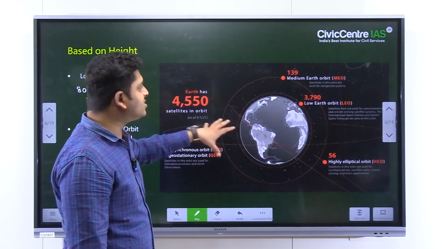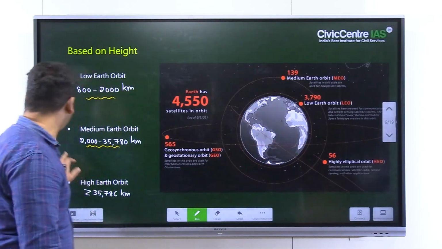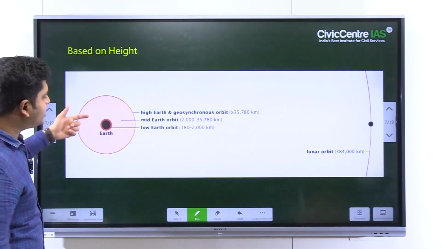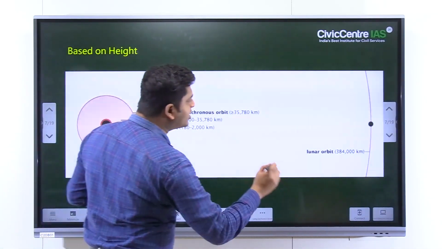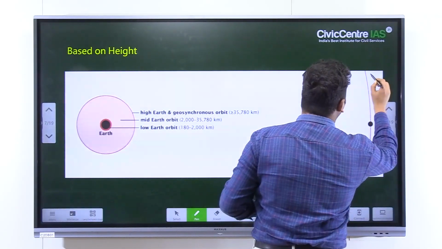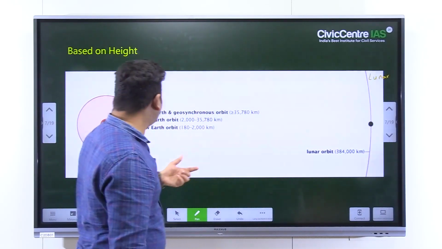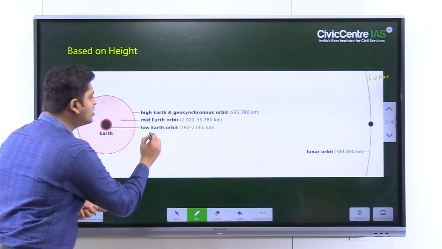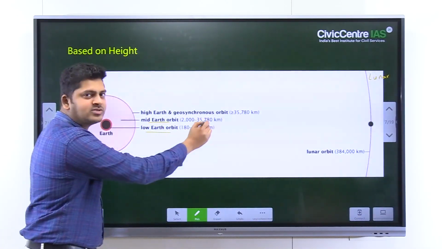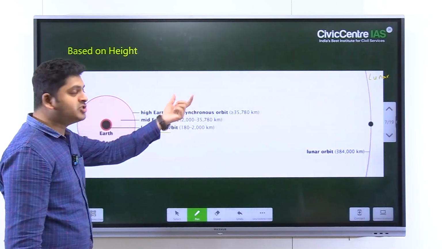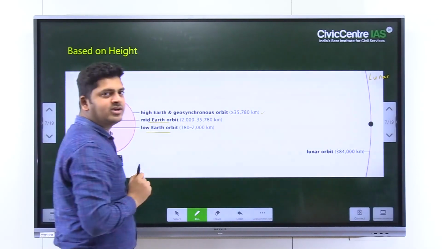This is a pictorial depiction of all the orbits which we talked about. I'll be talking about all these orbits in detail now. Firstly, this is the pictorial representation, and for your comparison, this is the lunar orbit, the orbit in which the moon revolves around the Earth. And these are the orbits, as I told you. Low Earth orbit at a height of 180 to 2000 kilometers, mid Earth orbit at a height of 2000 to 35,780 kilometers, and high Earth orbits and geosynchronous orbits at a height greater than or equal to 35,786 kilometers, which are the highest.